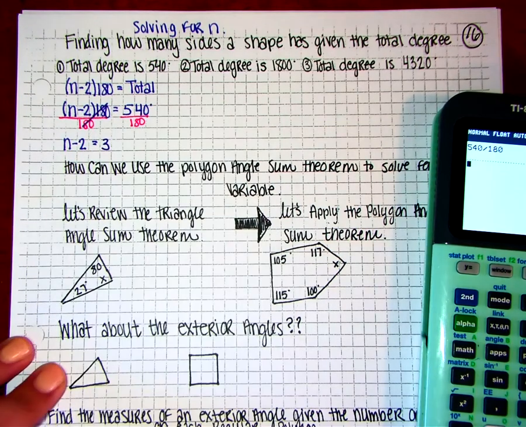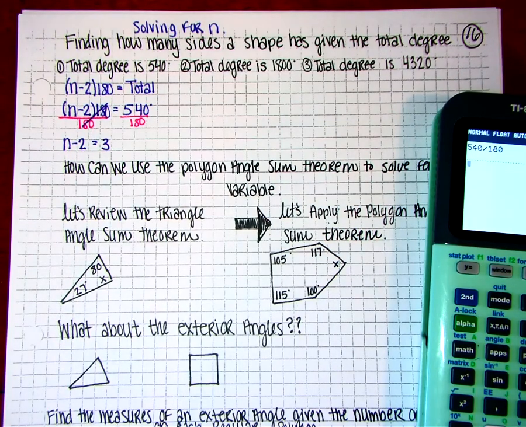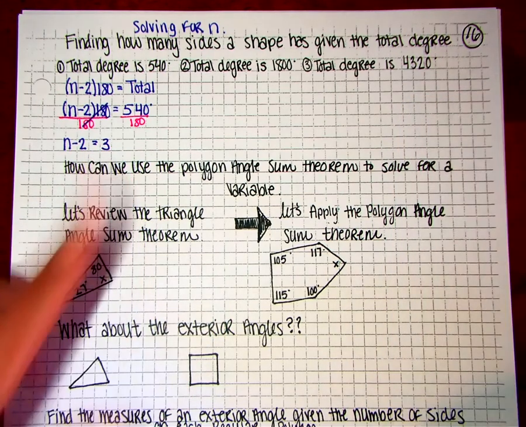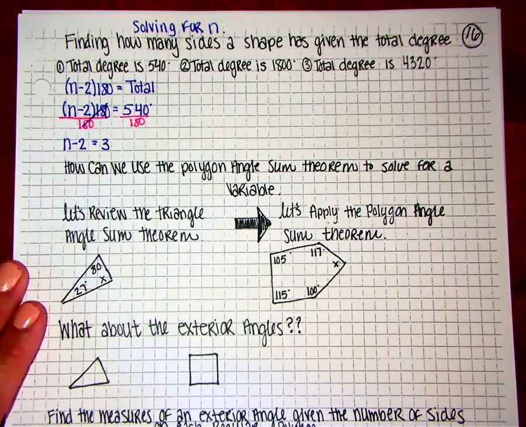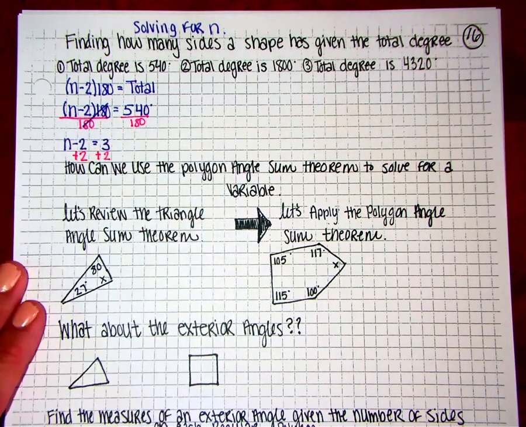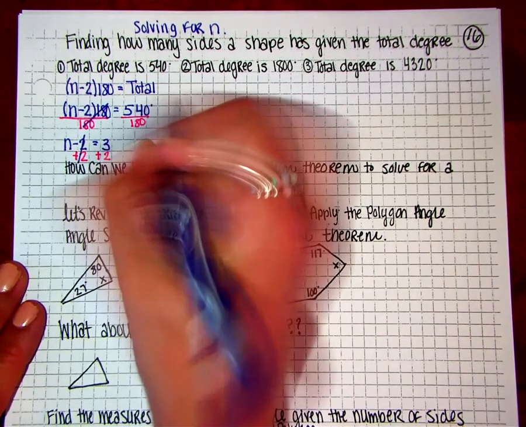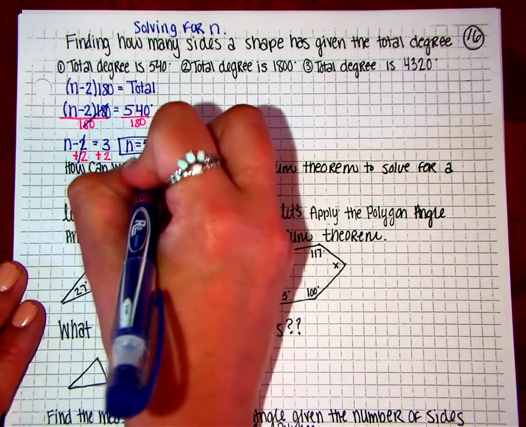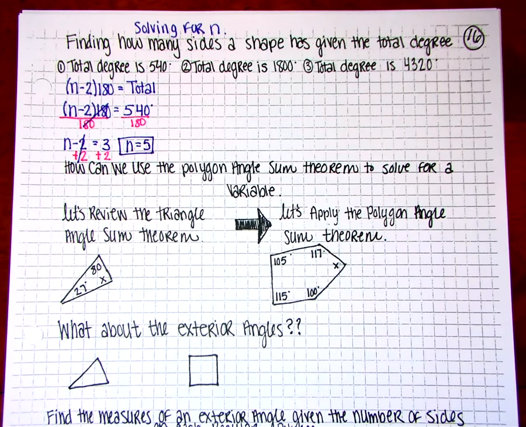Now we should know, okay, 540 degrees, that's not right. Three-sided figures only add up to 180. Remember, you have to add 2 to your final answer. If you don't add 2, it's not going to work. So these will cancel, and the number of sides we have is 5. So a pentagon. We're still using our same formula. We're just now solving for a different piece of it.